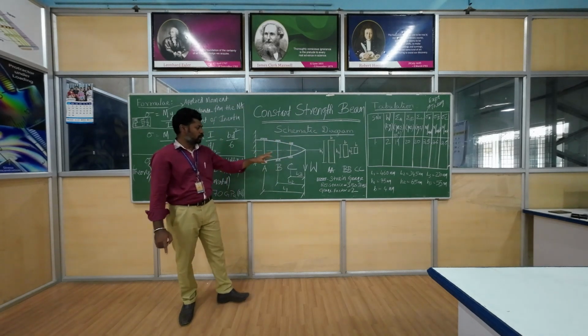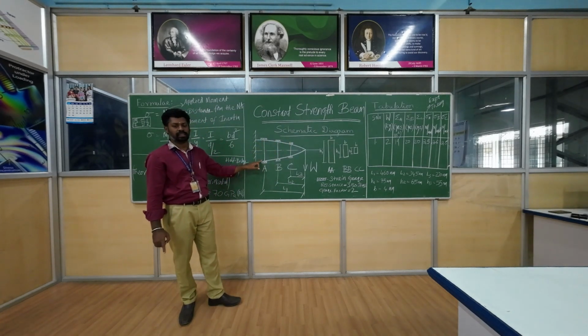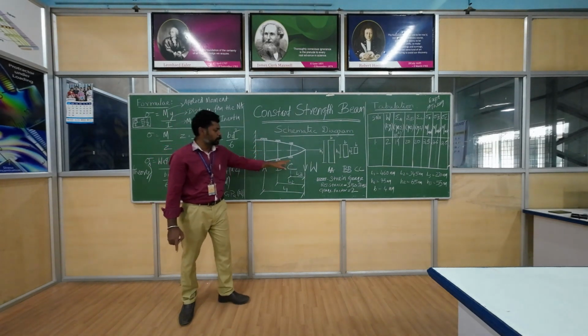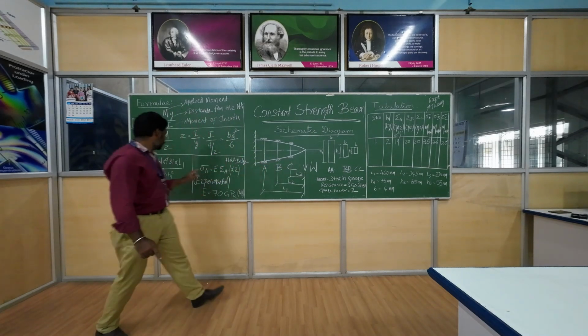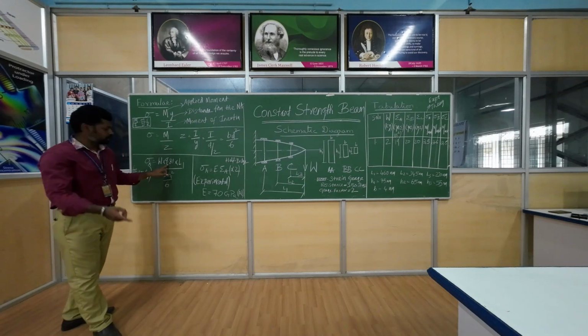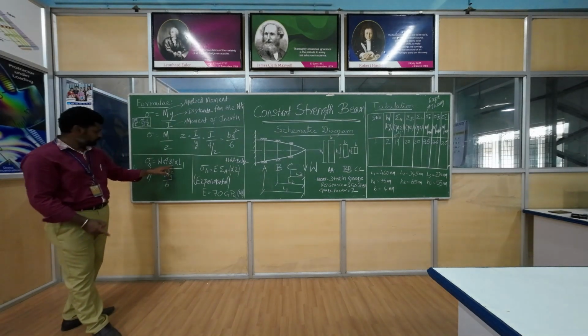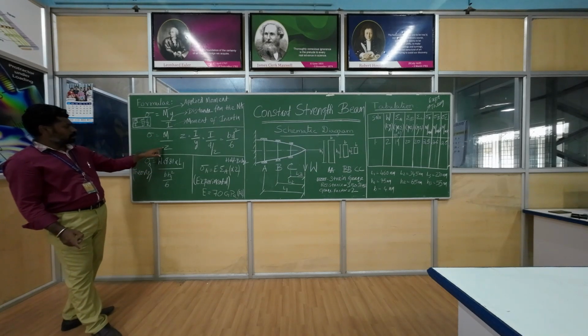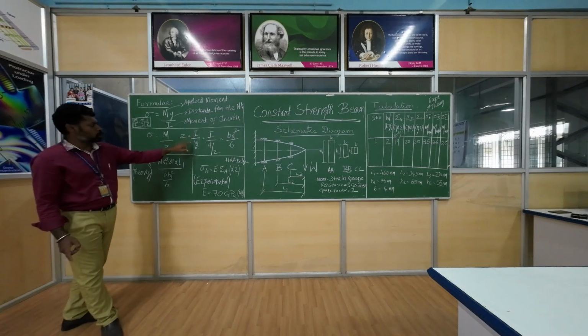So let us go one by one. First, I am focusing on section A. I need to compute the stress at section A. For this, the moment is W into L1. As we are applying the load in kg, we need to convert to Newton. That's why I am multiplying with 9.81. Divide by Z. Already we know M by Z, where Z is nothing but I by y.